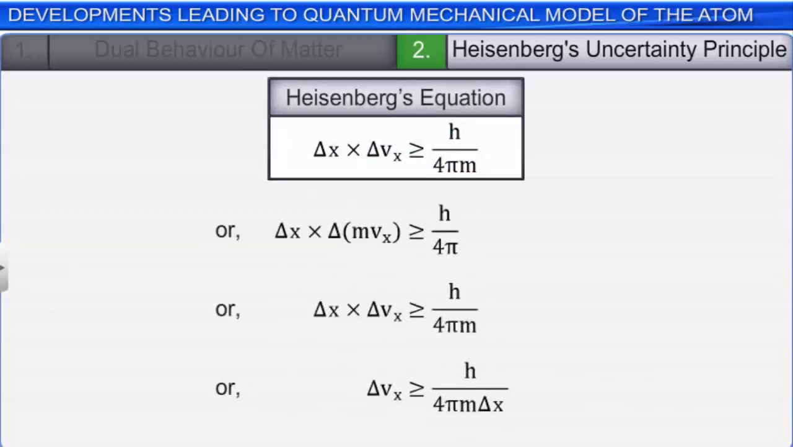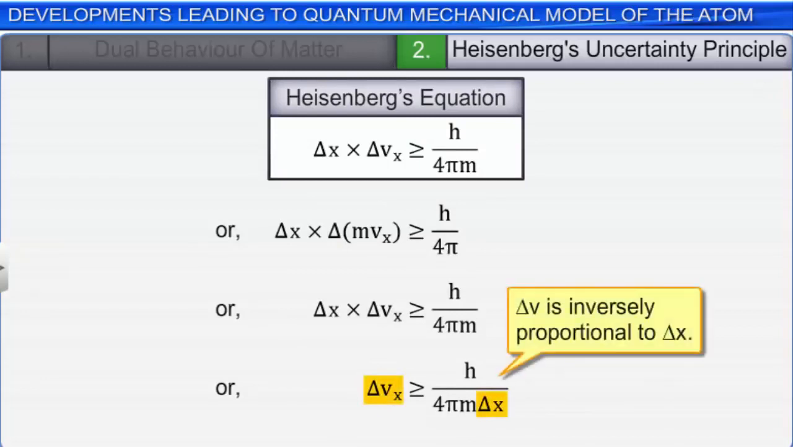Note that the uncertainty in the position and velocity are inversely proportional to each other. This means that if the position of the electron is known with high degree of accuracy, then the velocity of the electron will be uncertain and vice versa.